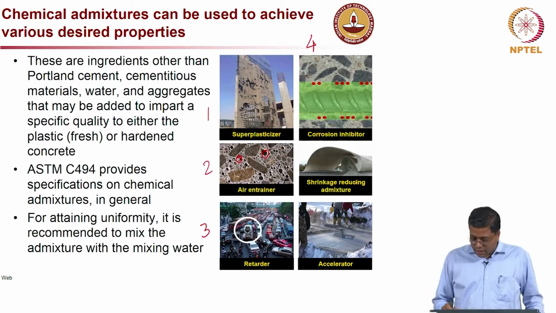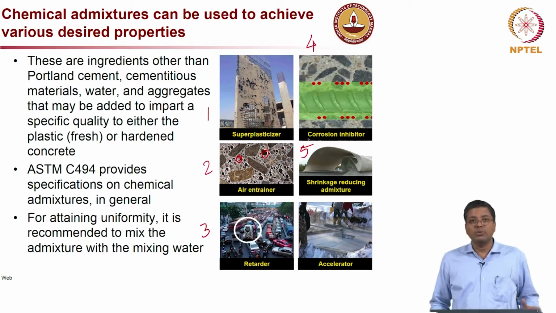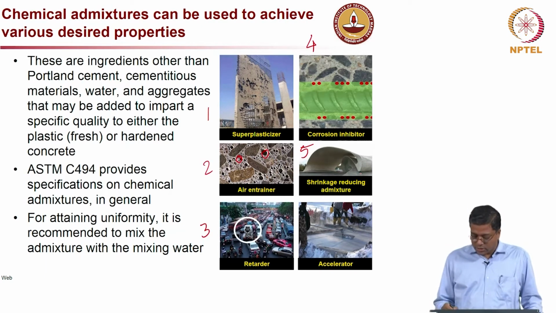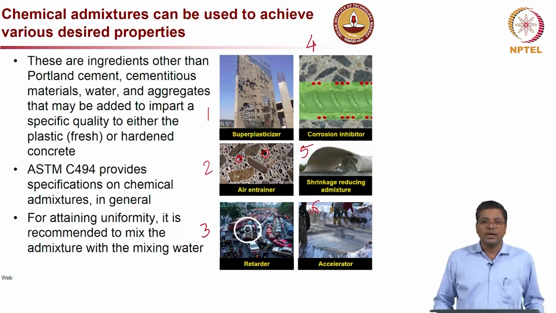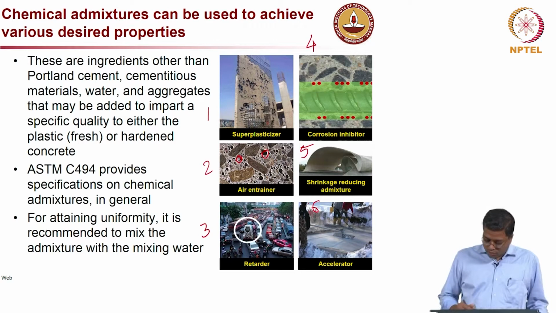Now, shrinkage reducing admixture, this is number 5. Especially when the concrete can be more prone to cracking, or very thin elements which can be more prone to cracking, we tend to use shrinkage reducing admixture. And number 6, which is an accelerator, is mainly used when you talk about very low temperature or cold climate, where you want the concrete or the cement to hydrate faster. So, we can use an accelerator.